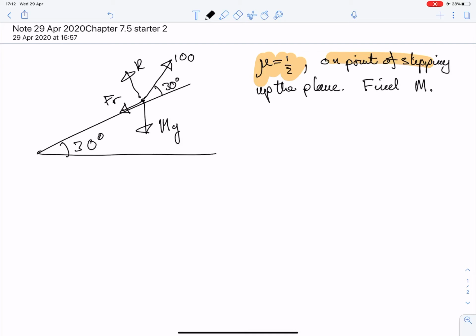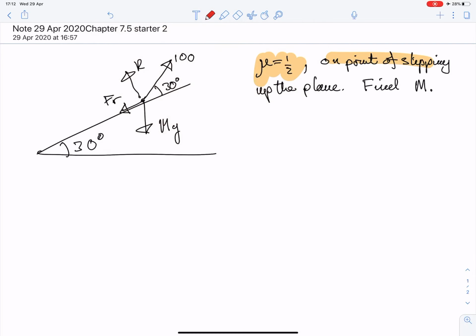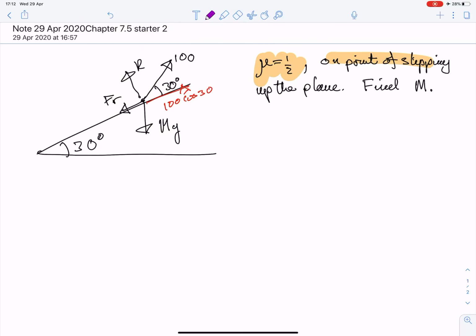So if we're going to work perpendicular and parallel to the plane, we want to break these forces down into their components. Next to the angle, we've got 100 cos of 30, and perpendicular to the plane and opposite the angle, we've got 100 sine of 30. There we go, 100 sine 30.